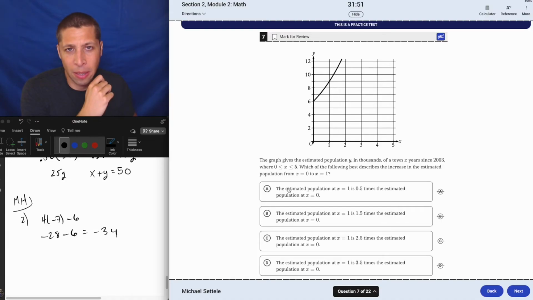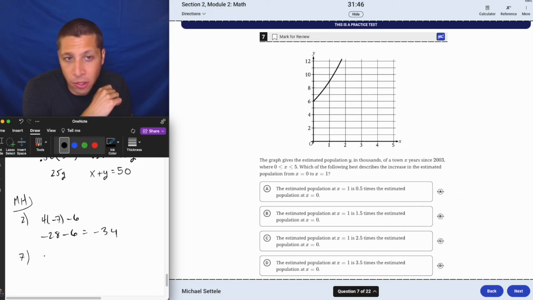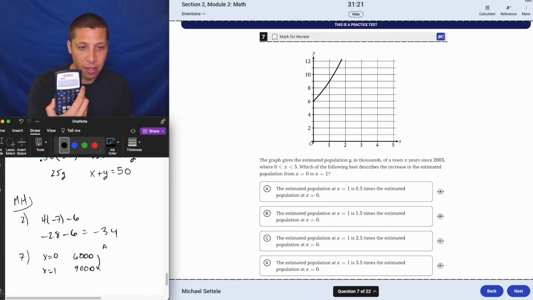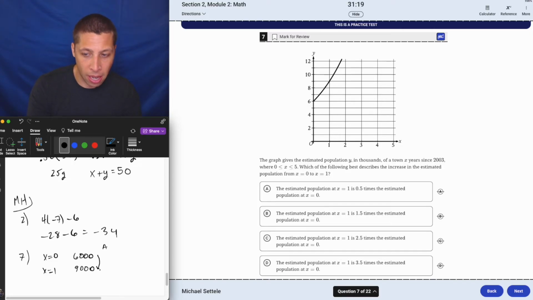Right, so here's a good example of them trying to mess me up with the wording. Let's just do it. The population at X equals 0 is 6,000, and the population at X equals 1 is 9,000. I don't think the thousands are going to matter. So choice A is saying that this is 0.5 times this. Just do 0.5 times 6,000 and you get 3,000.